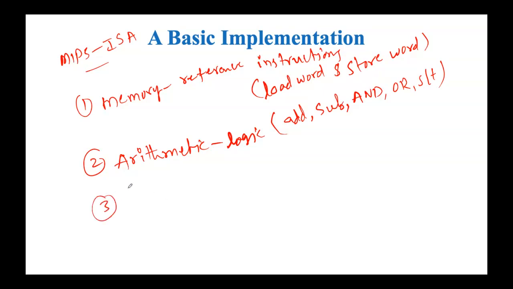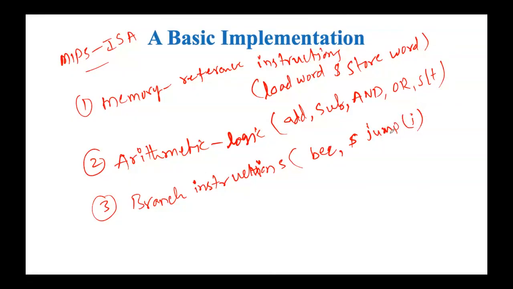And the third part in this implementation is the branch instructions. We cover branch instructions like branch equal, and the jump instructions, which you can write as J, which we add at the last.